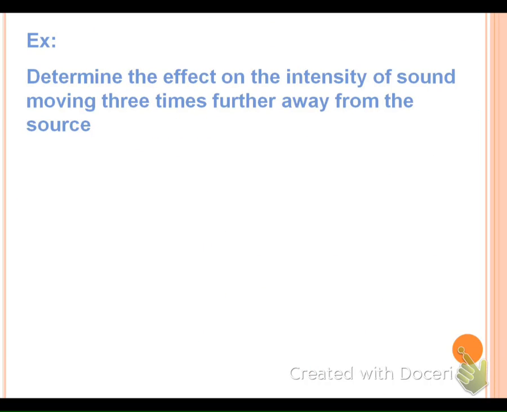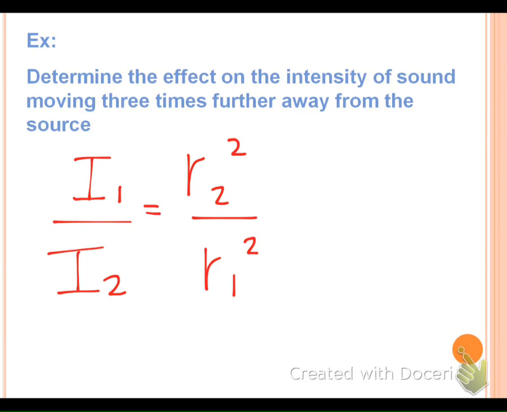So we're going to look at the intensity of a sound wave that's 3 times further away from the source. If you're 3 times farther away from the source than somebody right at the source, what is the sound wave intensity at that distance? We're going to use the equation that we just learned, which was I1 over I2 is equal to R2 squared over R1 squared. That was the equation for the proportions of these intensities based on radius.